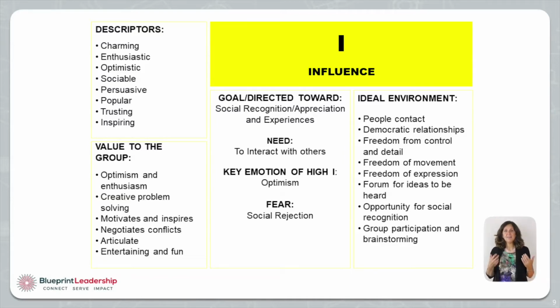Right, so the ideal environment for a high I, like the Ds, they are people who don't like to be micromanaged, don't like to be constrained. They like to have people contact. They want to have relationships that are democratic, meaning that people are all considered equals and everybody has a chance to express themselves. They don't like to be controlled. They don't like to have a lot of detail orientation. They like to have freedom of movement, freedom of expression.